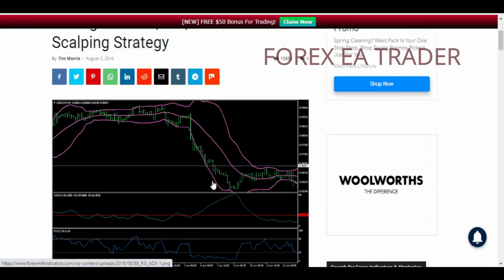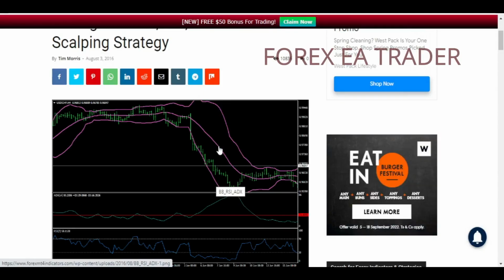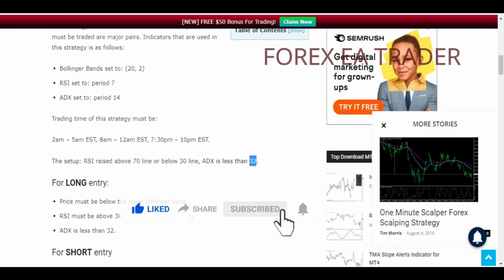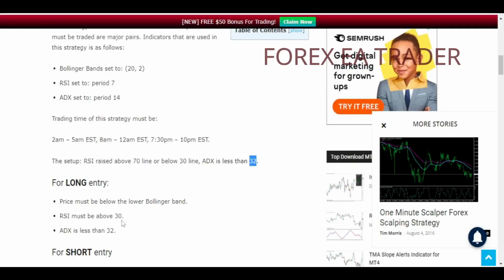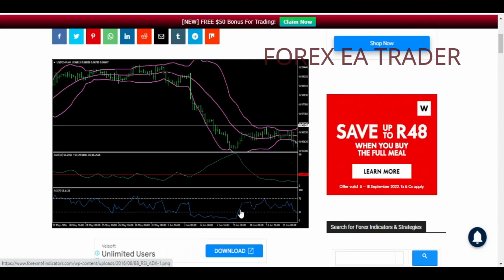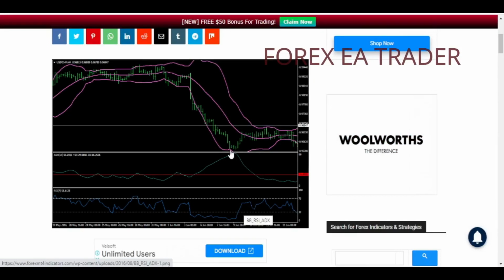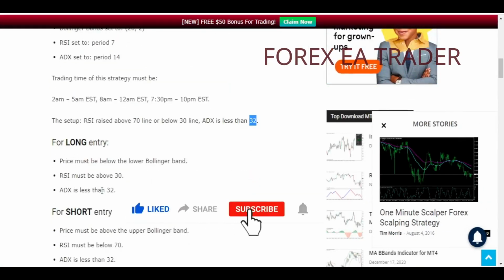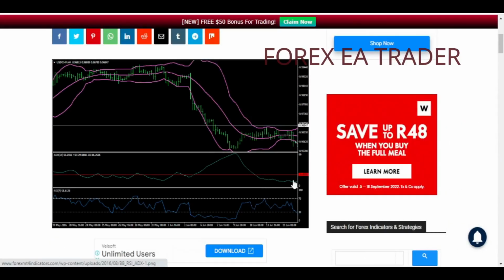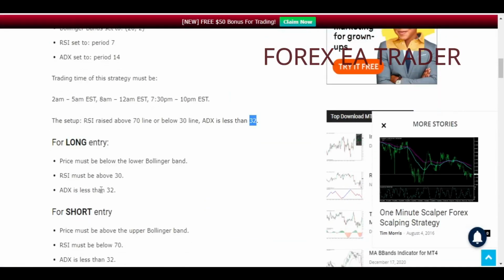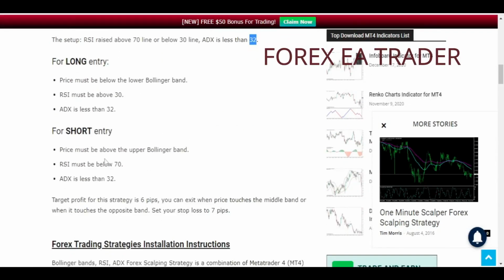This is the lower Bollinger Band line, this is the middle one, and this is the upper one. So it's saying price must be below the lower Bollinger Band when that happens, and RSI must be above 30. RSI must be above 30, and price must be below the lower Bollinger Band, and ADX must be less than 32. ADX must be less than 32. Then the robot must take a buy.